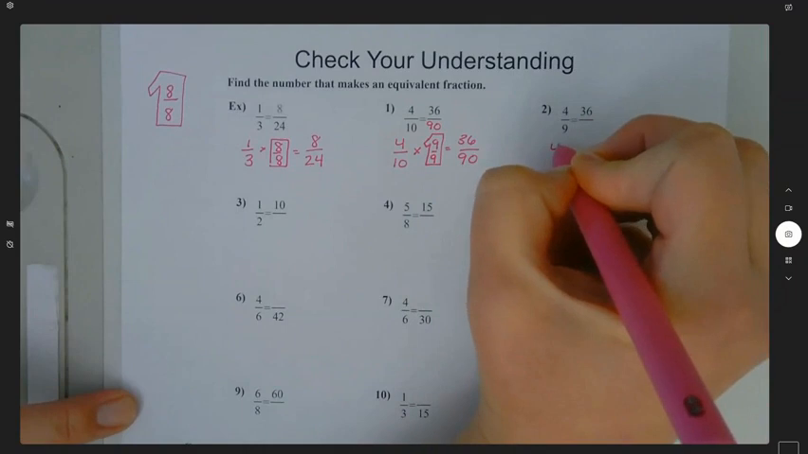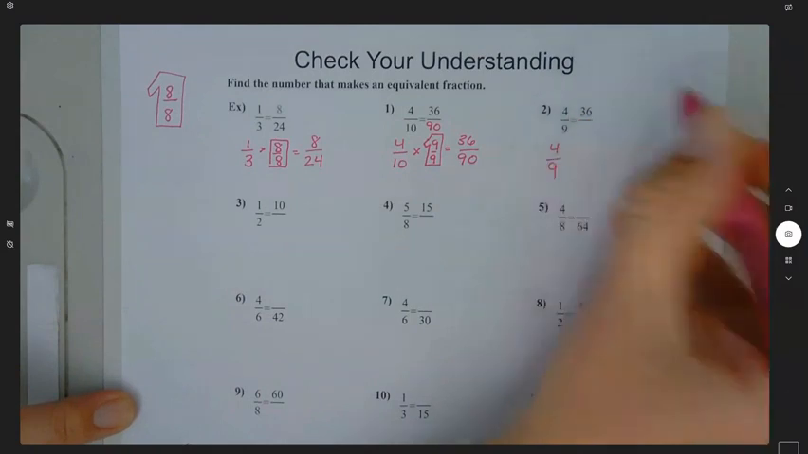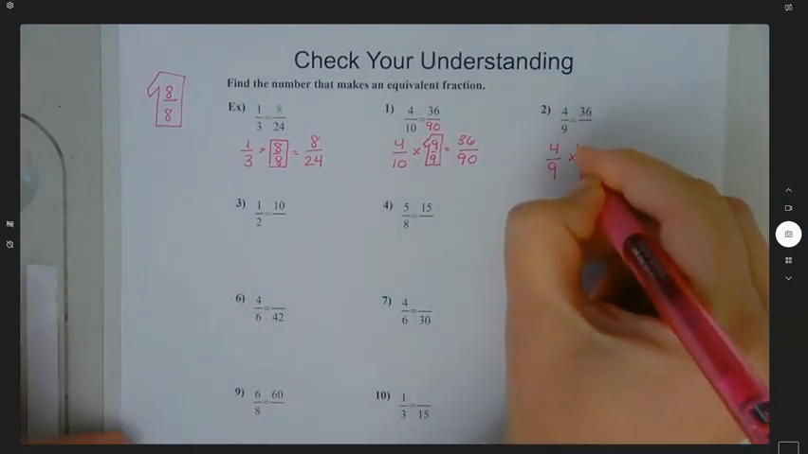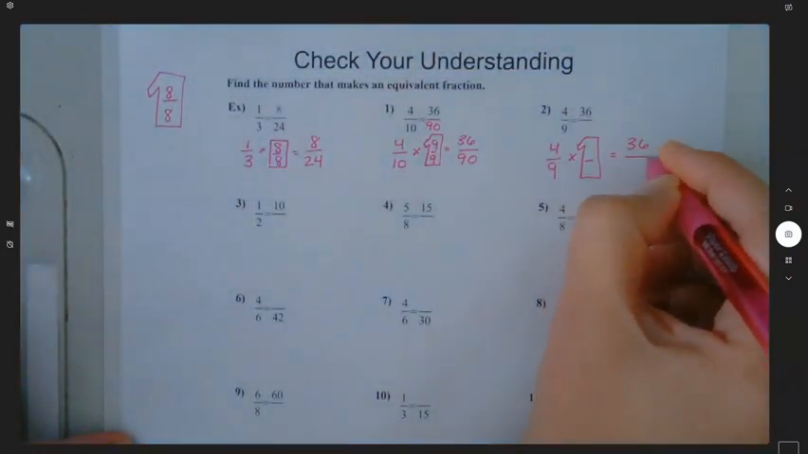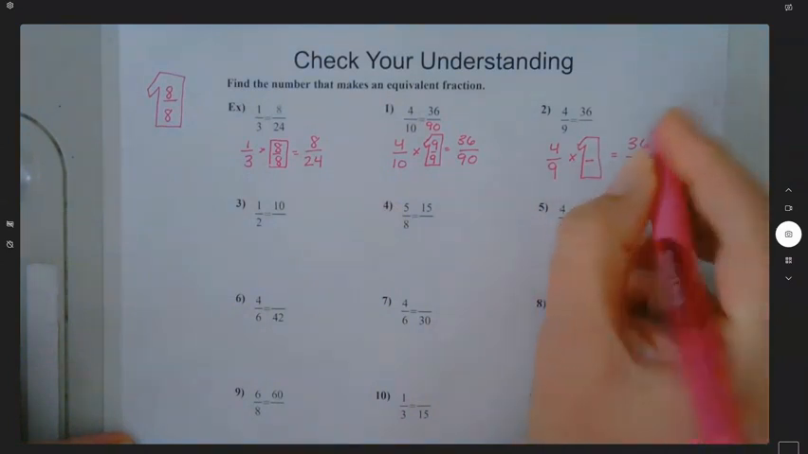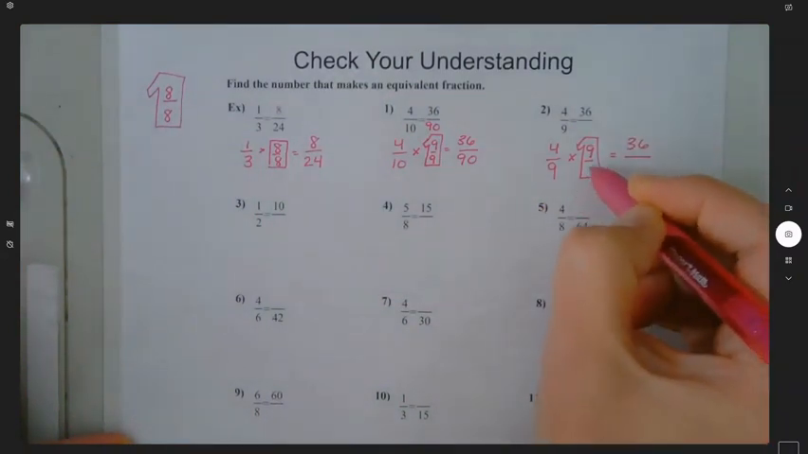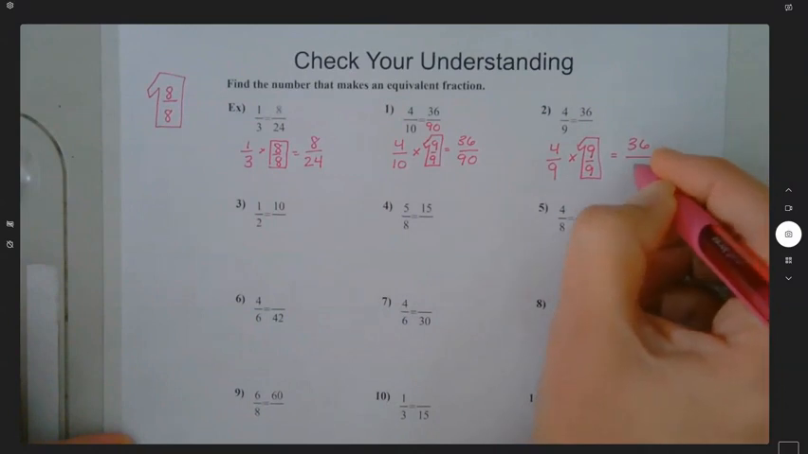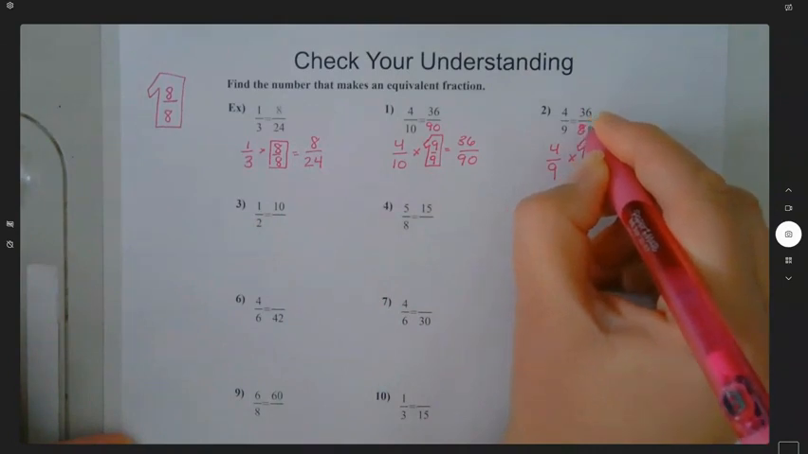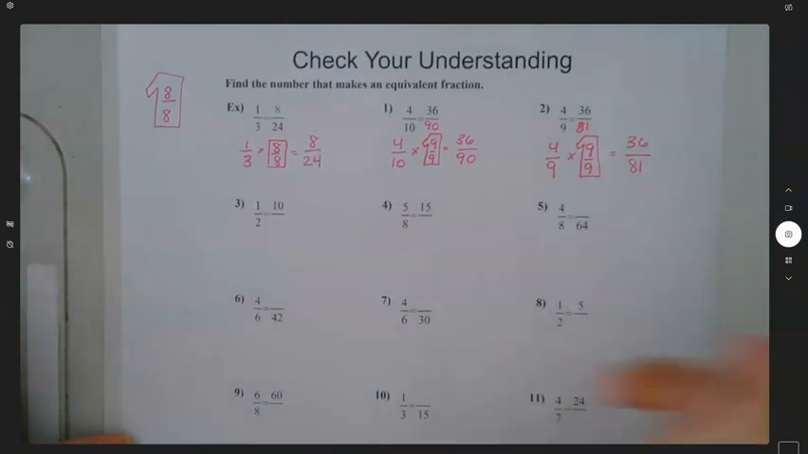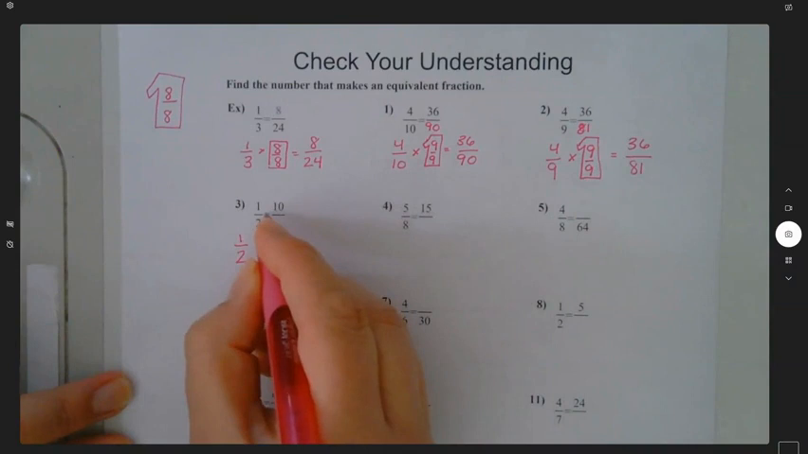Then moving on here, our first fraction is 4/9, and we are going from 4 to 36, so we know that we are multiplying, so we're going up. And then we ask ourselves, what times what? So 4 times what equals 36? And again, it's 9. So we have to multiply 9 by 9, which is 81. So our equivalent fractions are 4/9 and 36/81.